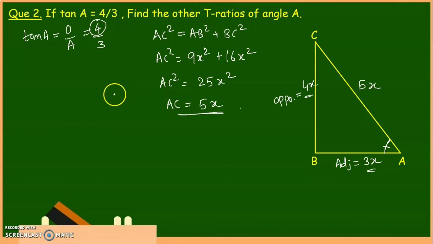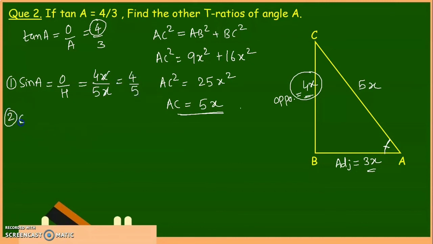Now we want to find the other trigonometric ratios. The first is sin A, and the formula for sin A is opposite side divided by hypotenuse. For this angle A, 4x is the opposite side and 5x is the hypotenuse. So x cancels out, and sin A is equal to 4 by 5. The second ratio is cos A, and the formula for cos A is adjacent side divided by hypotenuse. For angle A, 3x is the adjacent side and 5x is the hypotenuse, so cos A equals 3 by 5. The value of tan A is already given.